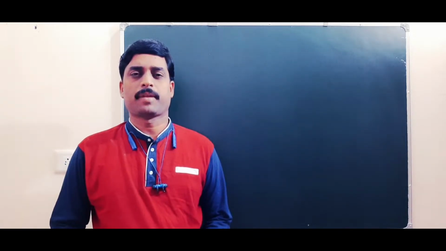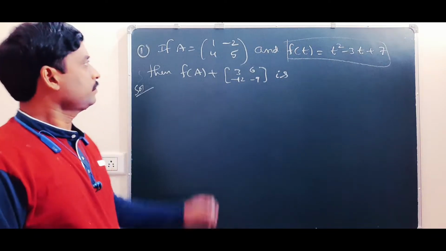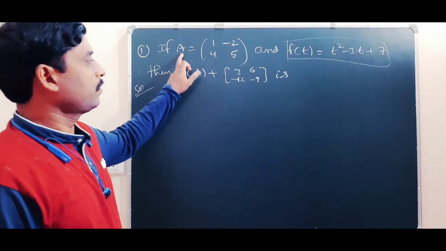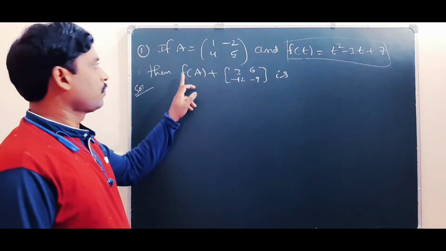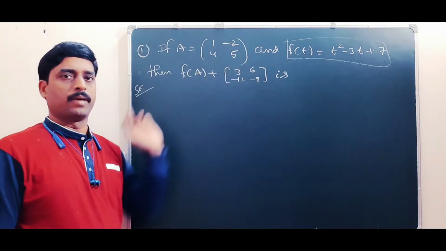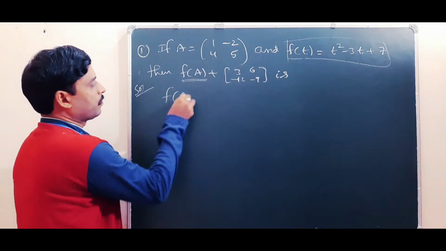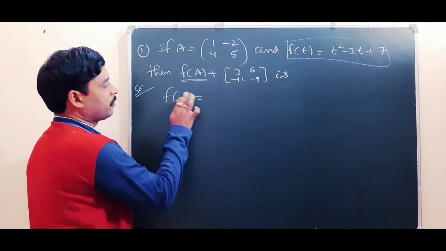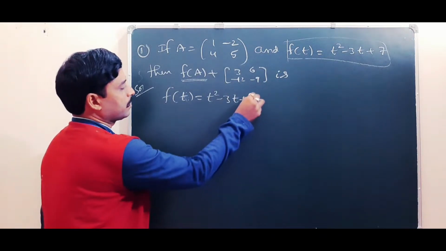Today I would like to explain matrices problems. Now, explaining question number 1. The statement A is given, as well as the f of t value, and we have to find f of A, a 2 by 2 matrix. First we have to find f of A. What is the f of t value given? T square minus 3t plus 7.